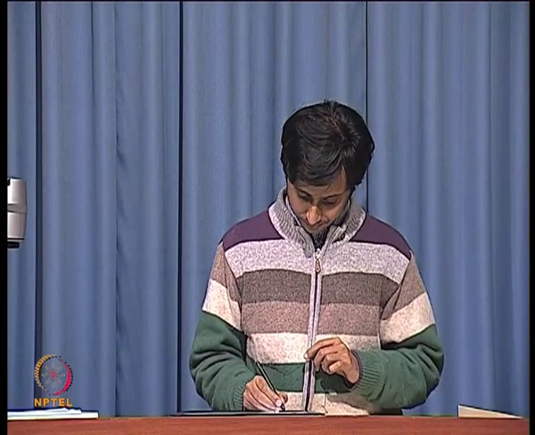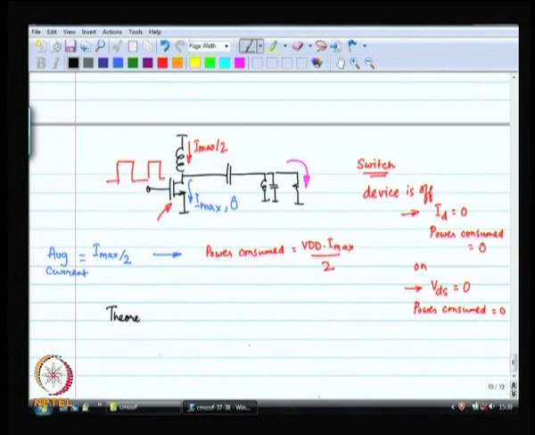Inductor does not consume power, capacitor does not consume power, the tank circuit does not consume any power, but my power supply voltage is delivering power. So, clearly all that power is being consumed by the antenna, there is no other way, right. So, what does that mean? That theoretically the efficiency is 100%.